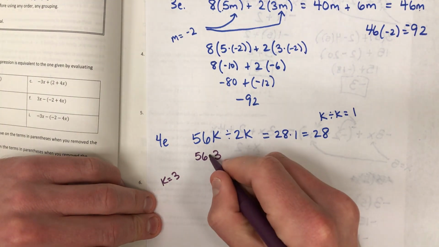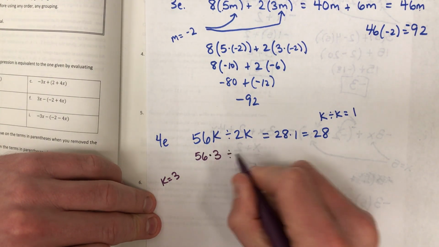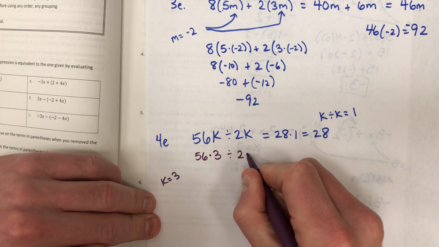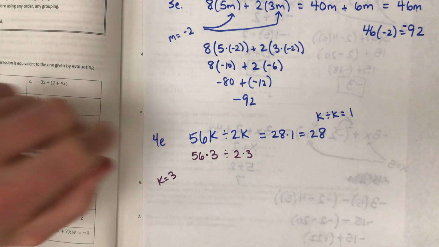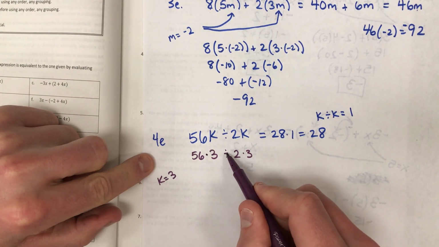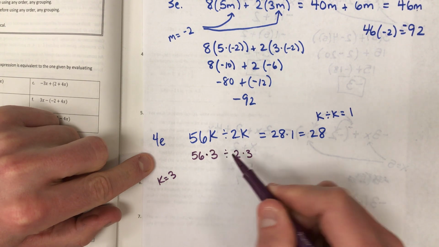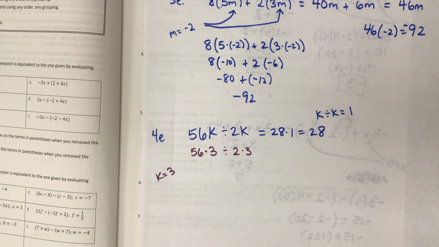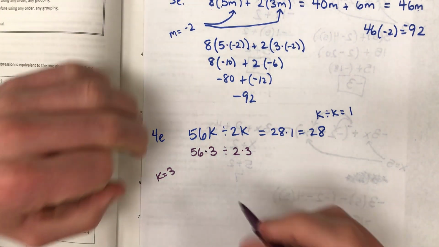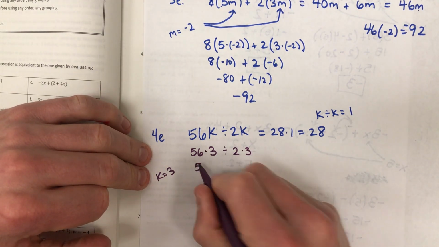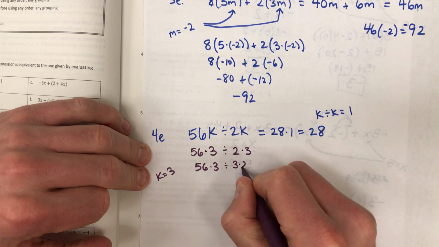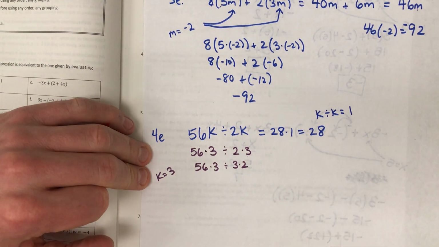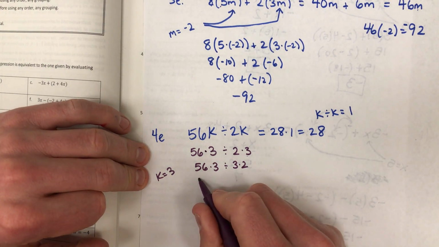So this is 56 times 3 divided by 2 times 3. Well, one way you could think about it is the fact that we know that division is the same as multiplying by the reciprocal or multiplying by the multiplicative inverse, or in other words, what we call in class lots of times a keep, change, flip. So I could write this as 56 times 3 divided by 3 times 2. I'm allowed to switch these back and forth. That's the commutative property.